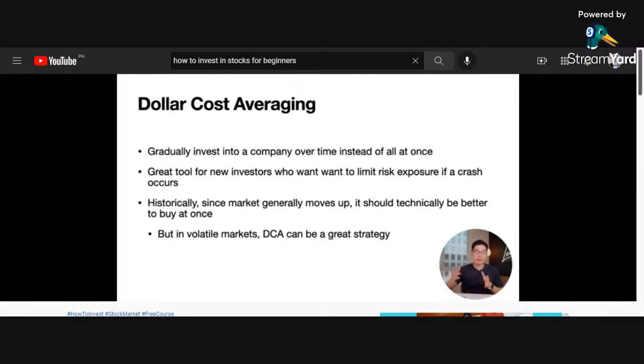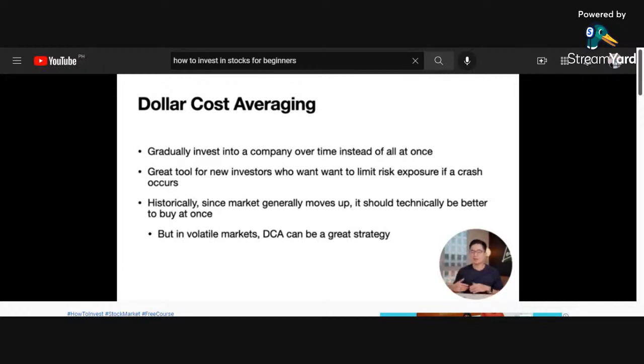That way, if somehow the market does crash, then the price is going to be a lot lower. You're going to have a lot more buying power, and it's going to mitigate any risk of buying all at a higher price and seeing the market crash. Historically, since the market generally moves up, it should technically be better to buy all at once. But in volatile markets, dollar cost averaging can be a great strategy.